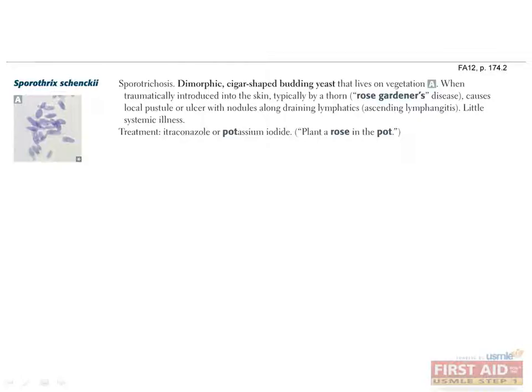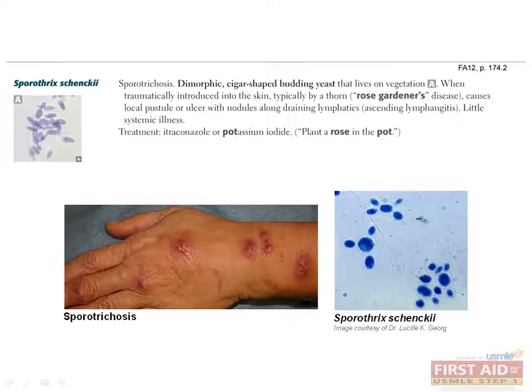Sporothrix schenckii causes a subcutaneous infection. It is introduced into the skin typically via the prick of a rose thorn, so suspect it in any question stem mentioning a gardener. Sporothrix can cause a local nodule, which may become necrotic and ulcerate. From there, Sporothrix can drain into the lymphatic channels and create satellite lesions as it travels up the arm.